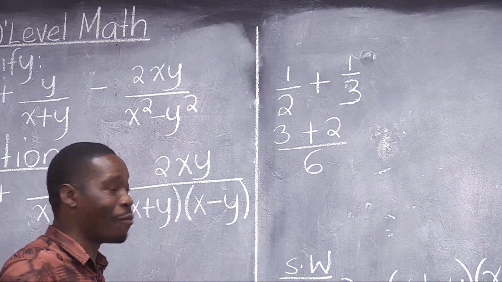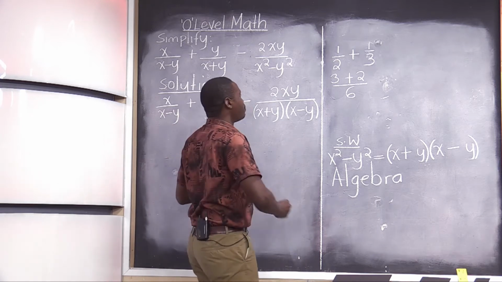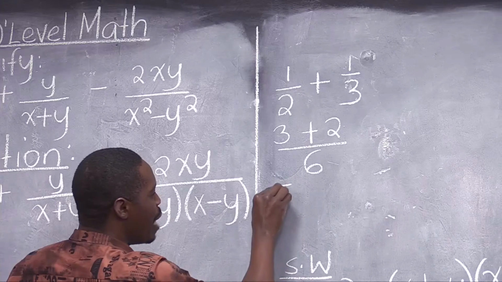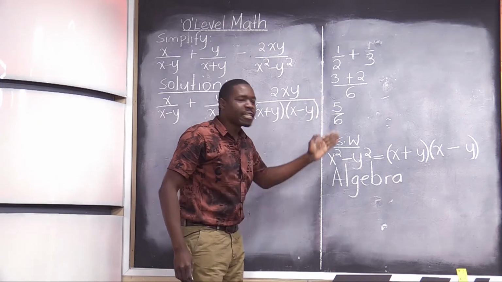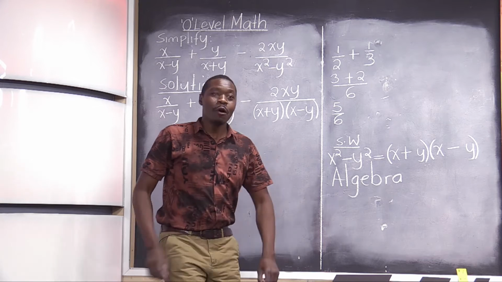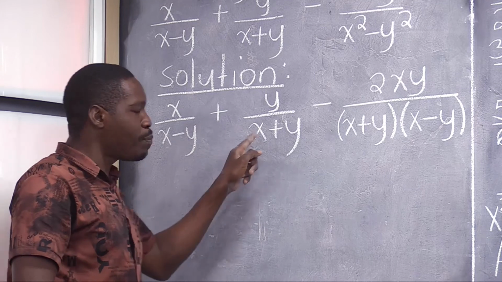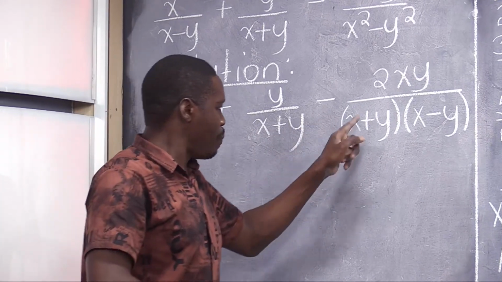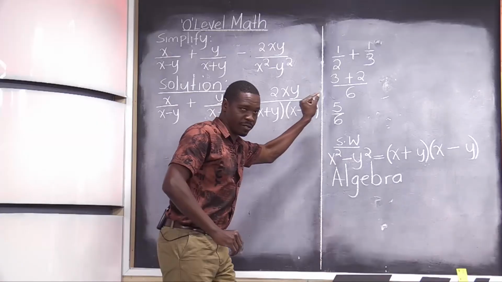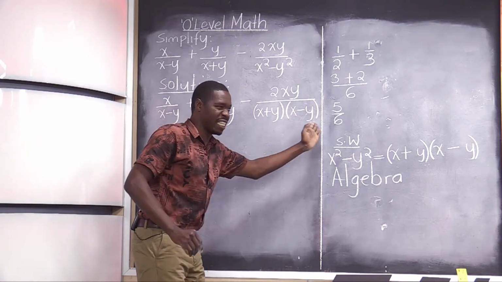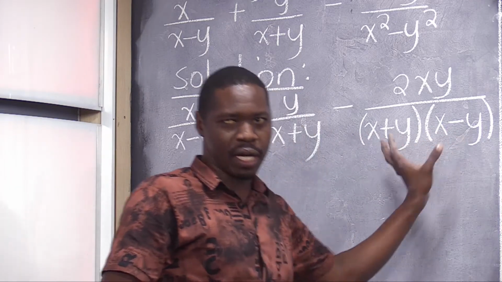Now, Mr. Examiner, sir, we are still on side work. We want to be sure of what we are going to do here. Now, 3 plus 2, we end up with a 5 out of a 6. Why am I bringing in this example? It is simply because we also need to look for the LCM of x minus y, x plus y, and x plus y times x minus y. We are going to use the same procedure, but we need to get the LCM of these denominators. The first one, the second one, and the third one.